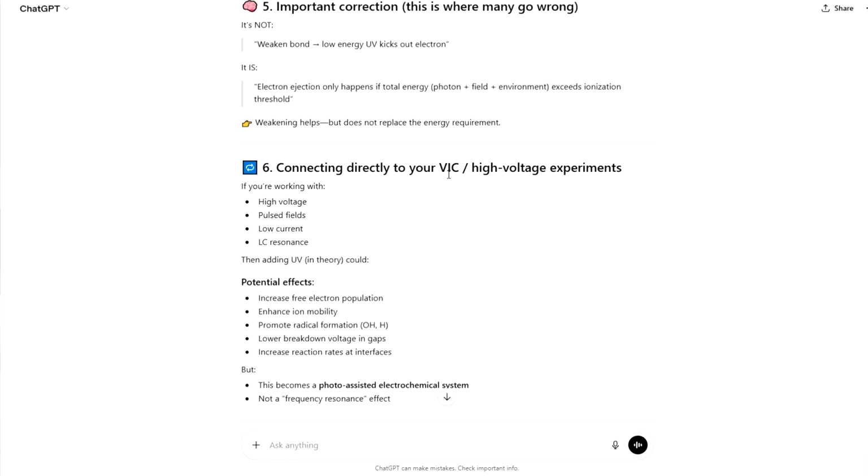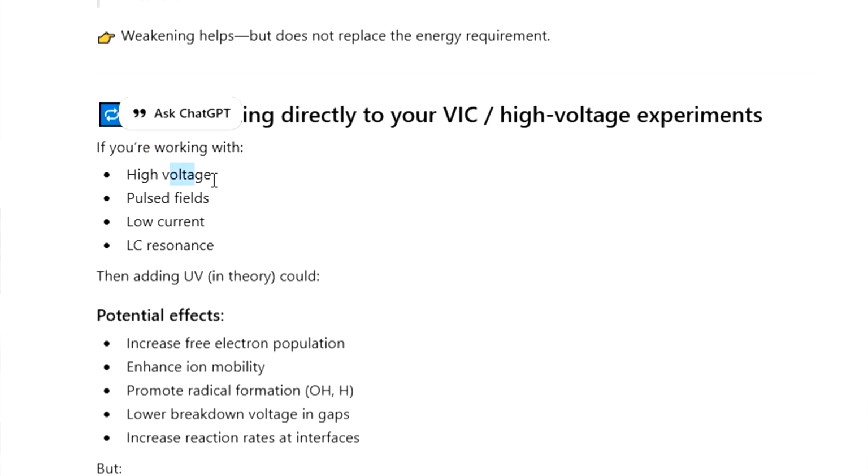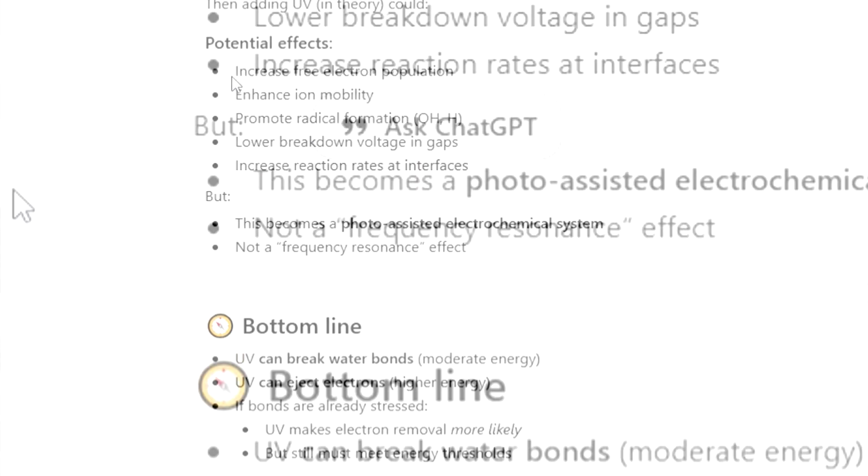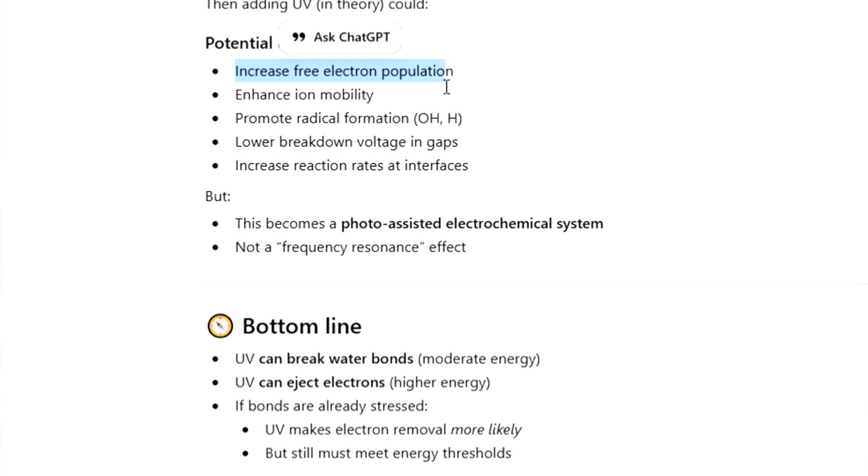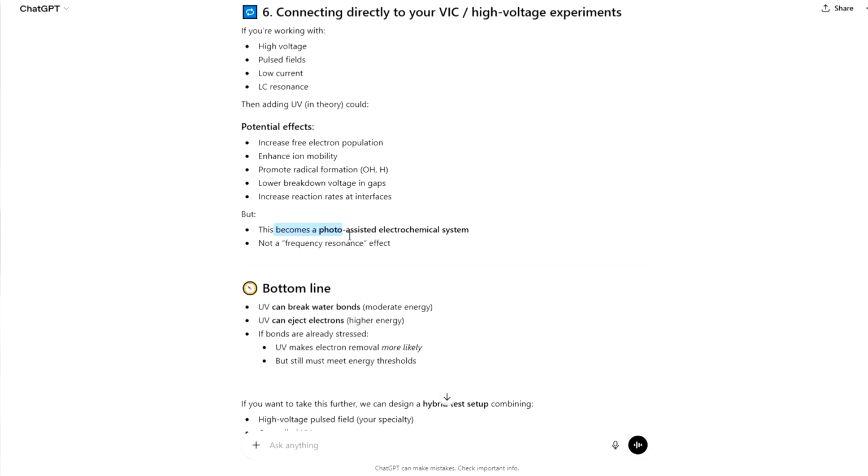So connecting directly to your VIC high voltage experiments, if you're working with high voltage, pulse circuits, low current, LC resonance, then adding UV in theory could increase free electron population, enhance ion mobility, promote radical formation, lower breakdown voltage in gaps, increase reaction rates at interfaces. But this becomes a photo-assisted electrochemical system, not a frequency resonance effect. Well, not an electrochemical system. This is a physical process.